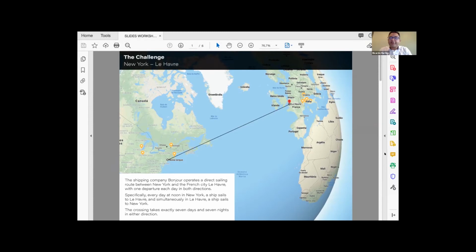So the question is, if you leave New York on a Bonjour ship today, how many other Bonjour ships will you pass at sea before you arrive in Le Havre? You should count only the company's ships and only the ones met at sea, meaning not in the harbor. So how many ships will you find?